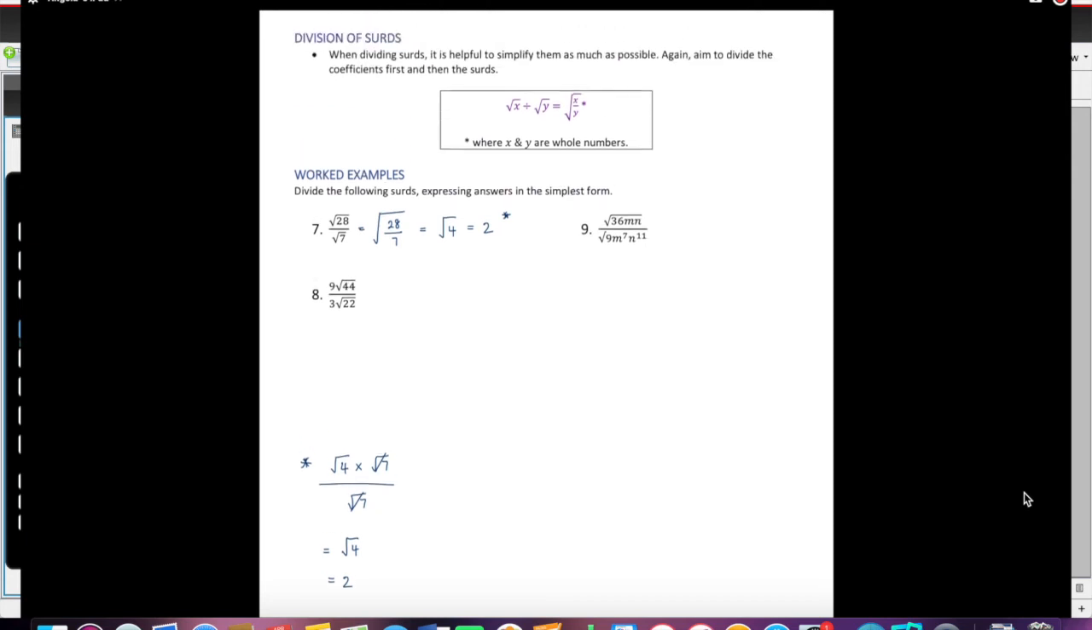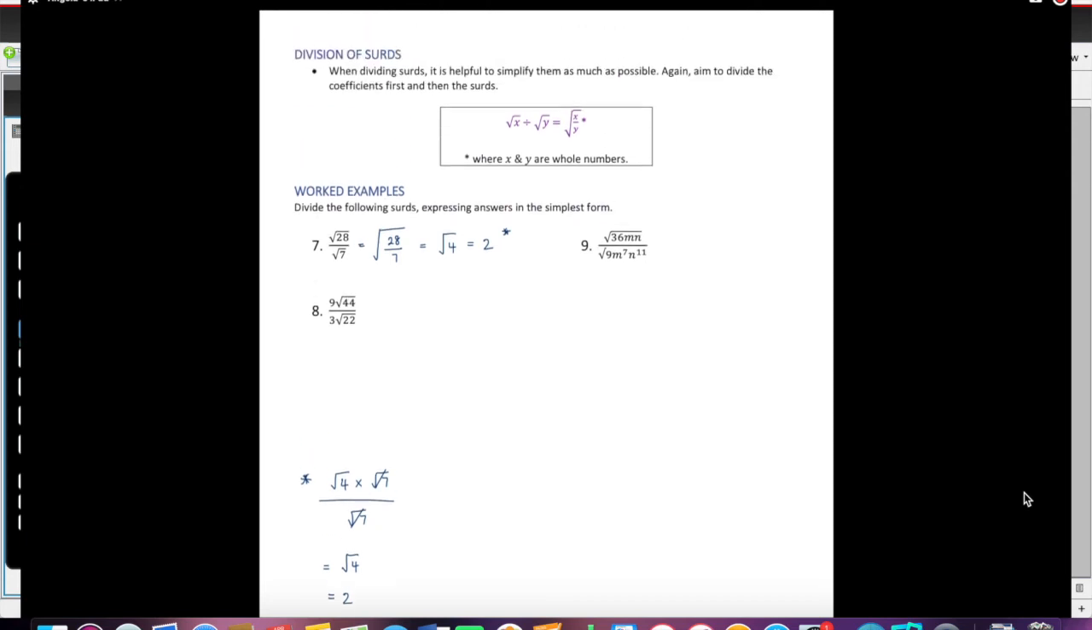So now if we take a look at question 8, I've got coefficients here of 9 and 3, and I've also got my surds. So what I'm going to do first is actually divide the coefficients out. So I'll be left with 3 goes into 9 3 times. And then I'm going to write 3, and I'm going to rewrite my fraction as 44 divided by 22, all under the root sign. So that's going to leave me with 3 root 11, and that'll be my final answer.